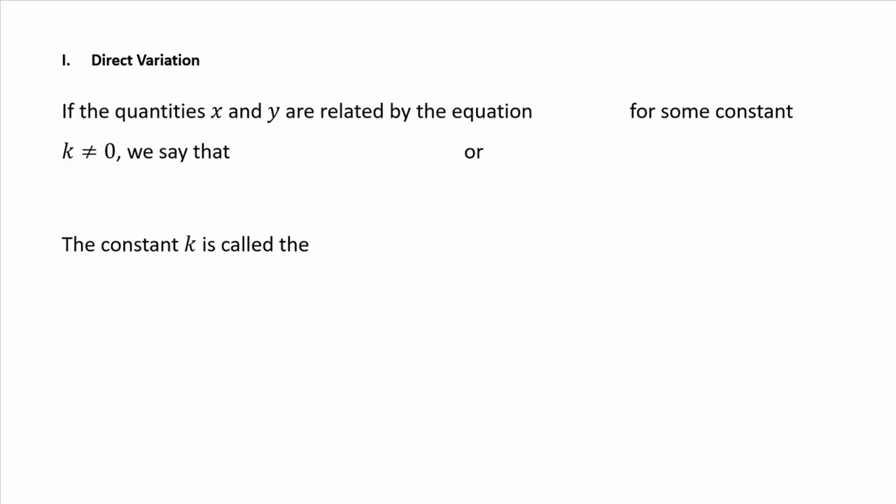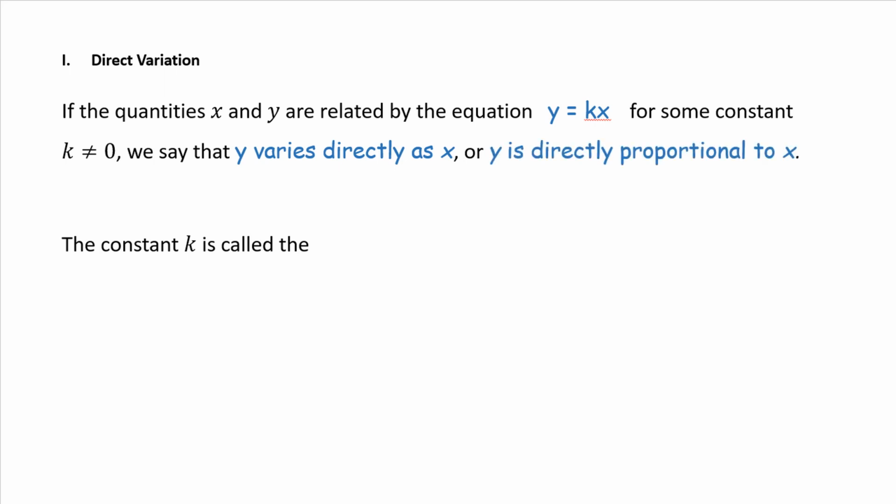Direct variation. One type of variation is called direct variation. It occurs when one quantity is a constant multiple of the other. Think of a line with y-intercept of 0. So if the quantities x and y are related by the equation y equals kx for some constant k not equal to 0, we say that y varies directly as x, or y is directly proportional to x. The constant k is called the constant of proportionality.